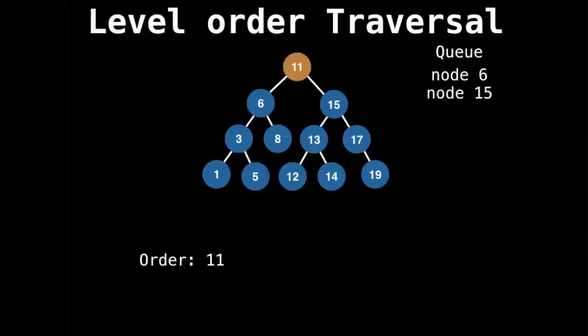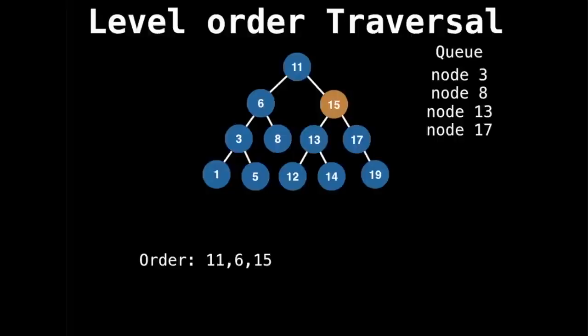So let's have a look. I've pulled 11 from the queue and now added 6 and 15 to the queue. Now the next thing at the top of the queue is 6, so I'd remove 6 and add 6's children, 3 and 8, to the queue. Then 15 is next up. Now I'd add 15's children, which are 13 and 17, to the queue.